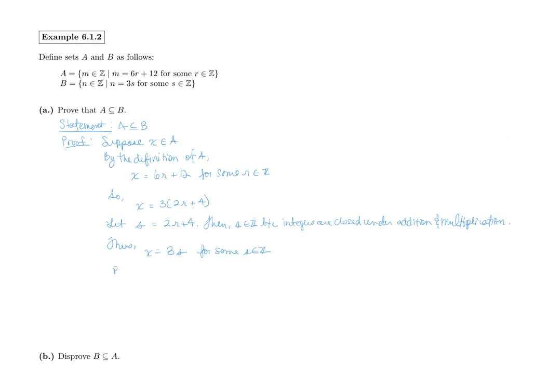Well, by the definition of set B, that means that x is also in set B. So it follows that for all x in set A, x is in set B. And therefore, by the definition of subset that we saw on the first page, A is a subset of B.